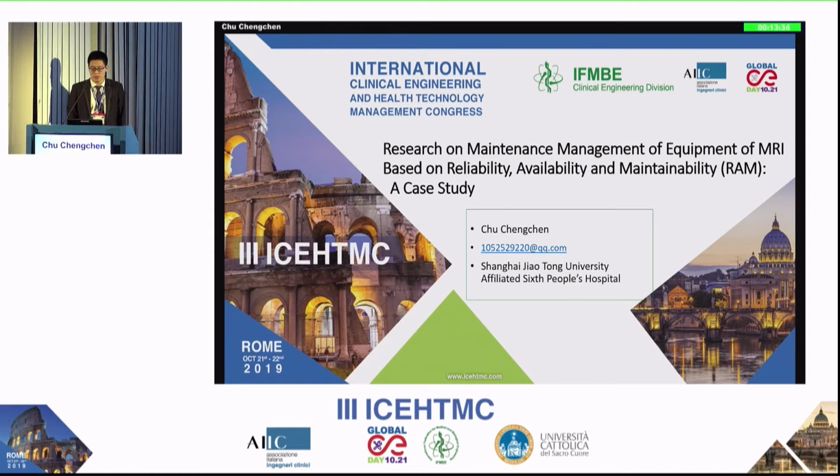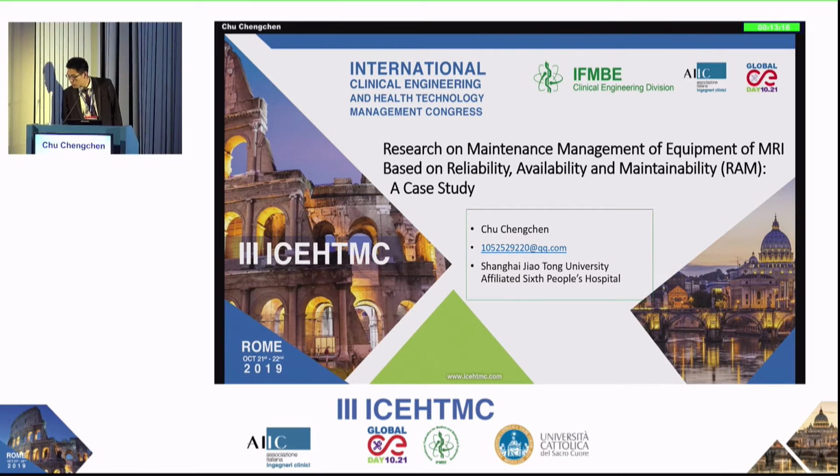The topic of my presentation is the research on maintenance management of the equipment of MRI based on RAM. In the research, we want to determine the management of the MRI by analyzing the reliability, availability, and maintainability.